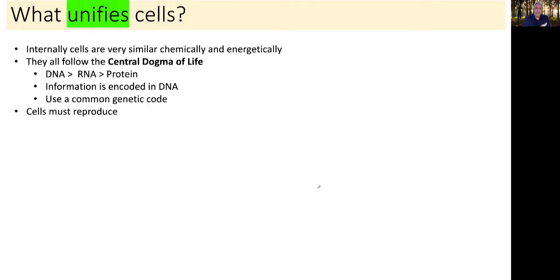So at that time, the basic chemical workings of a cell were already worked out. And since then, things have changed, yes, but not much. So that's what unity means. So the most important way to understand unity is through the concept of the central dogma of life.